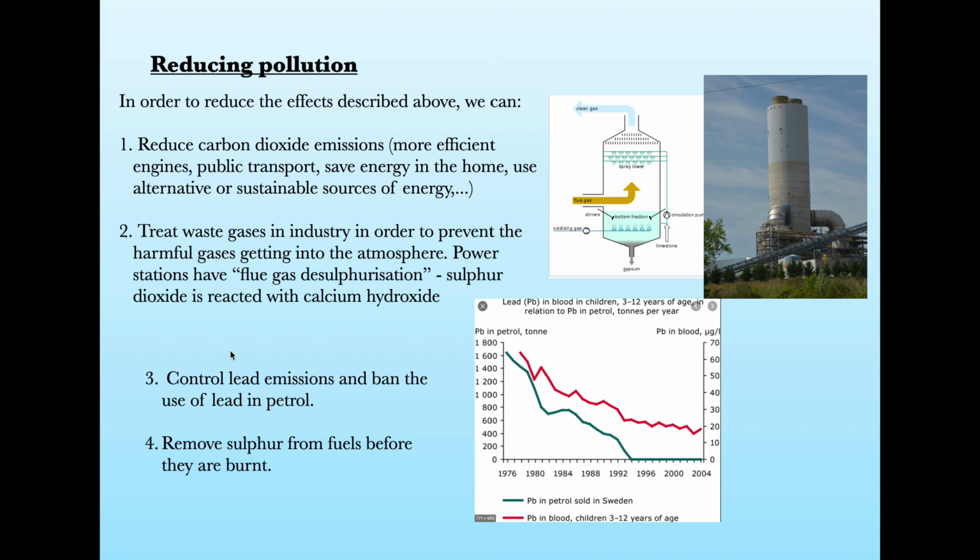We need to control lead emissions and lead in petrol. And you can see this is quite an interesting one. This shows the lead in the blood of children between 3 and 12 years in relation to the lead in petrol. So as the lead in petrol went down, almost parallel, the lead in the blood of children went down. Okay, so very, very clearly there was a direct correlation, and that had its negative effects on the development of children. And remove sulfur from fuels before they're burnt. So before you burn them, get the sulfur out so it doesn't cause the production of sulfur dioxide.